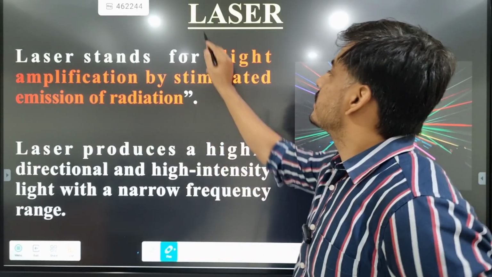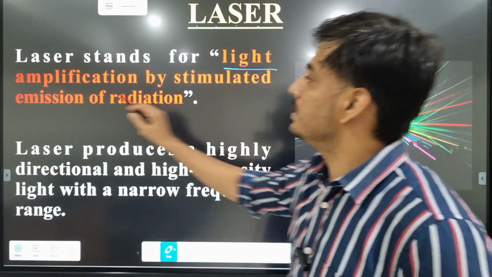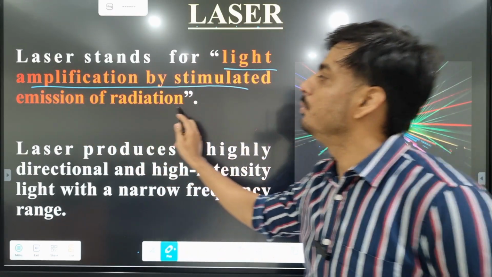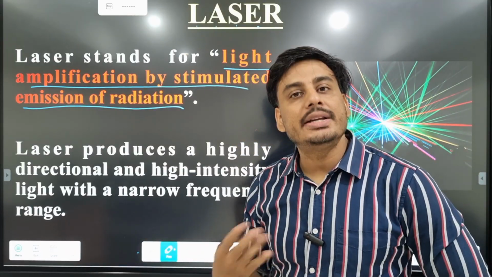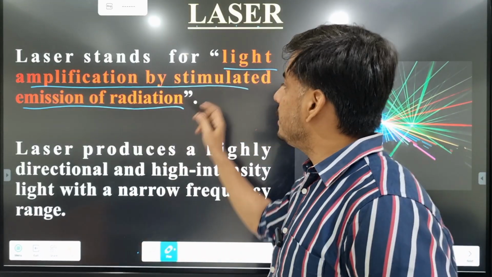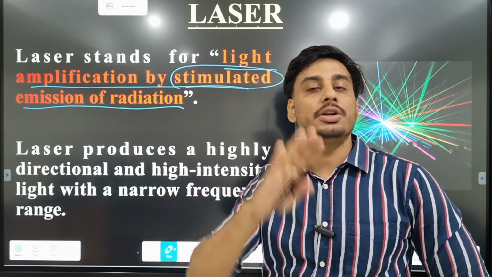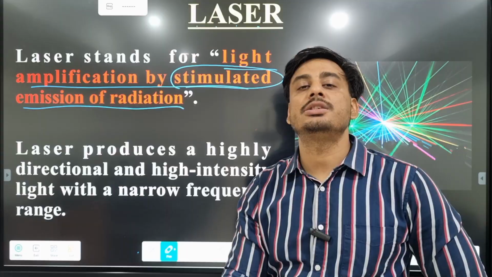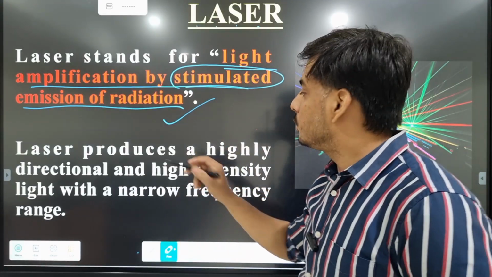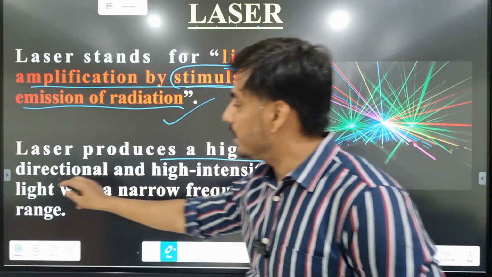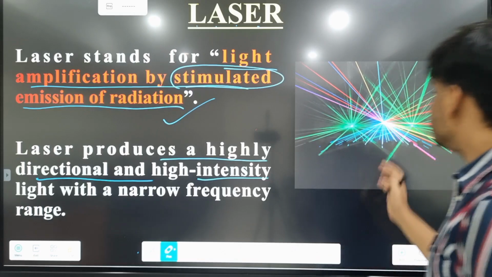So laser stands for light amplification by stimulated emission of radiation. From here you can see light amplification by stimulated emission of radiation. So when the intensity of light is amplified or increased by stimulated emission, normal emission, you know that when an electron jumps from a higher energy state to a lower energy state, we will discuss in detail what is stimulated emission. So that phenomenon is known as laser. So the light produced by any laser is one directional and highly intense light. So you must have seen the laser light.